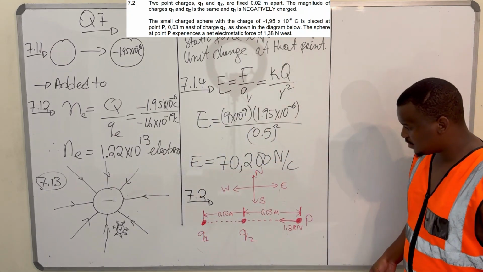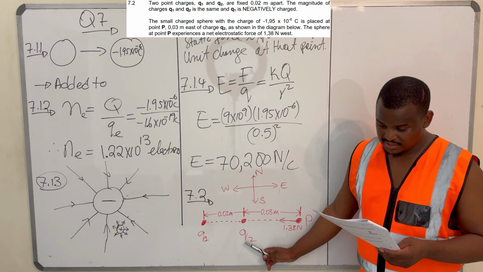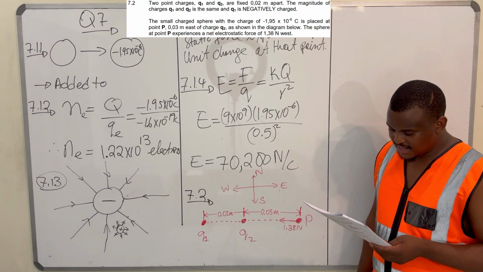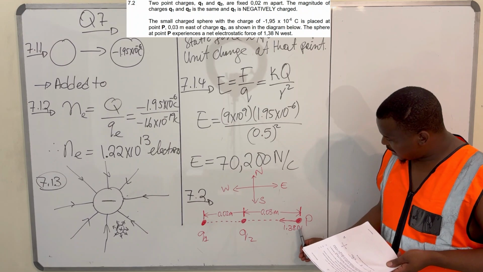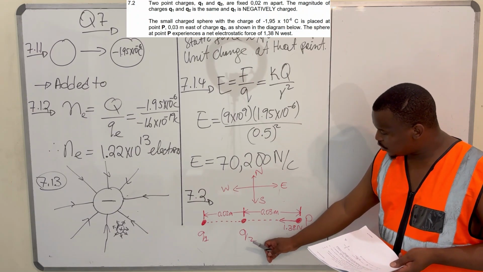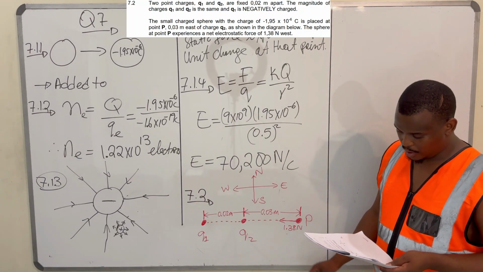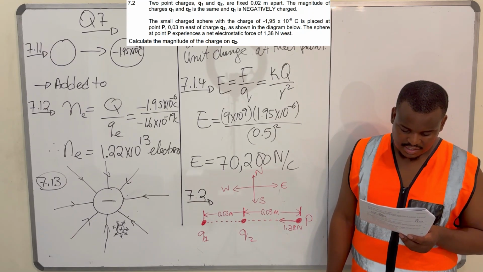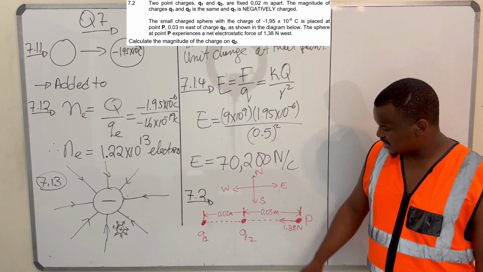So we have this set-up here. We have the spheres Q1 and Q2, which have equal sizes, right? But this one is negatively charged. No problem. They're saying our sphere from above, which is this one here, is placed 0.03 meters east of Q2, and we're told that it experiences the net electrostatic force of 1.38 newtons. They're saying now, calculate the magnitude of the charge on Q2. They want us to find this charge here.